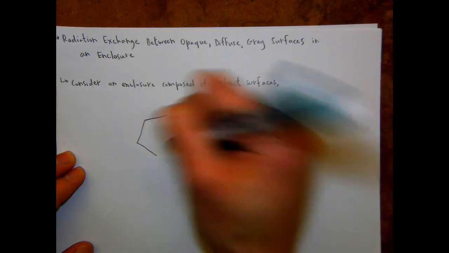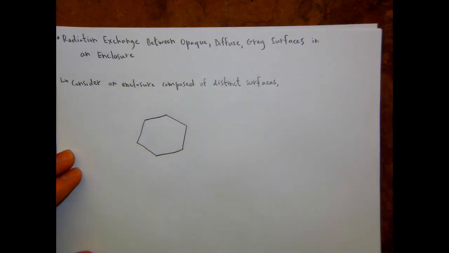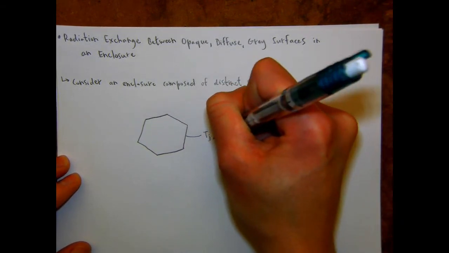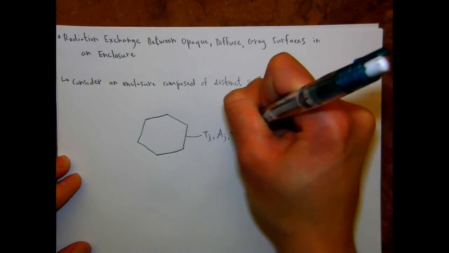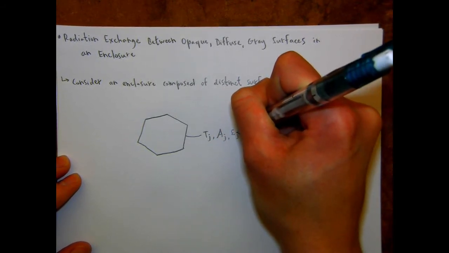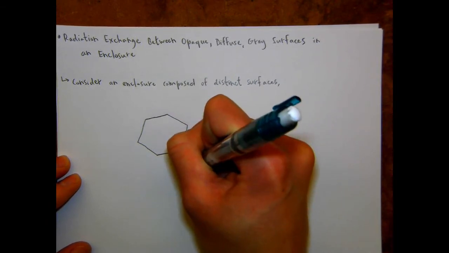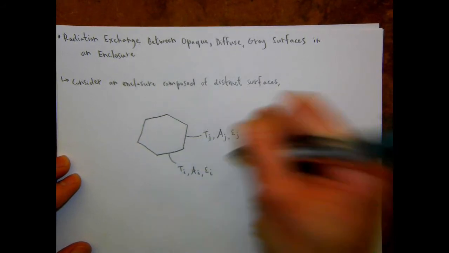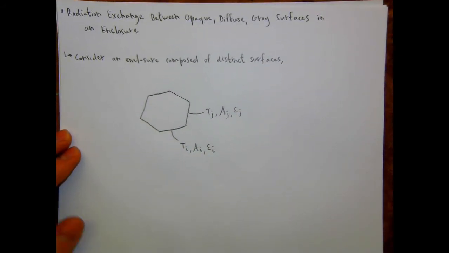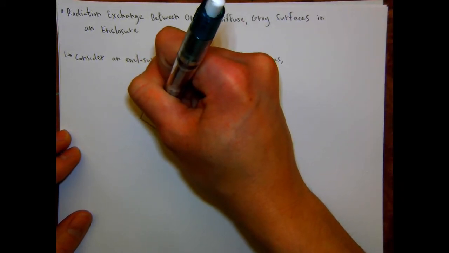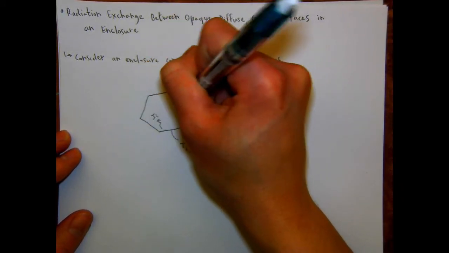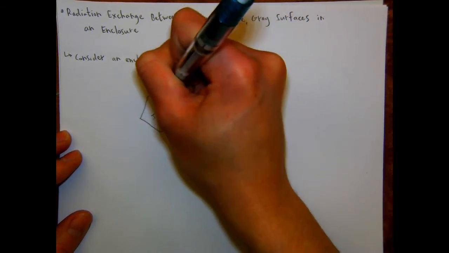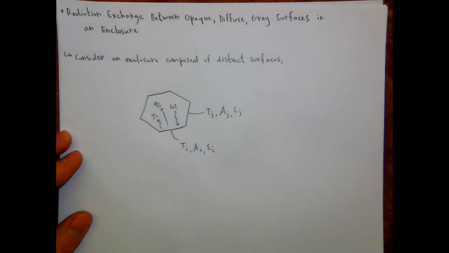So now instead of having one isothermal surface, we're going to have multiple distinct surfaces that are individually isothermal, but the temperatures between the surfaces can vary. And then each surface is going to have some radiosity leaving the surface, some incident irradiation, and then it's going to have some net radiation exchange with the rest of the surfaces in the enclosure.